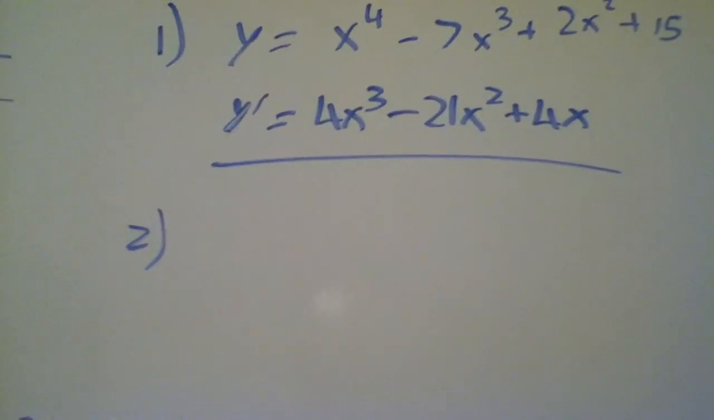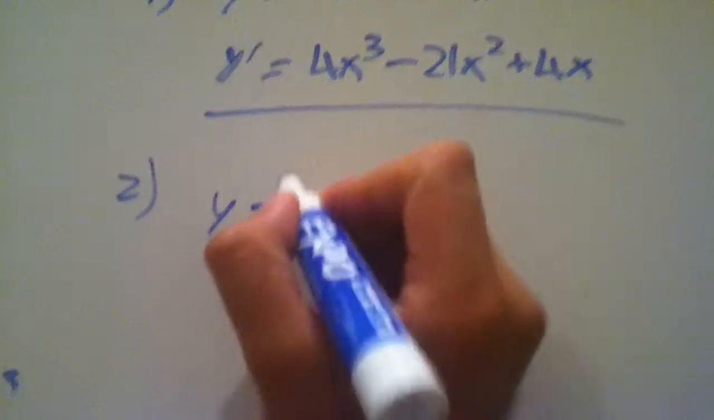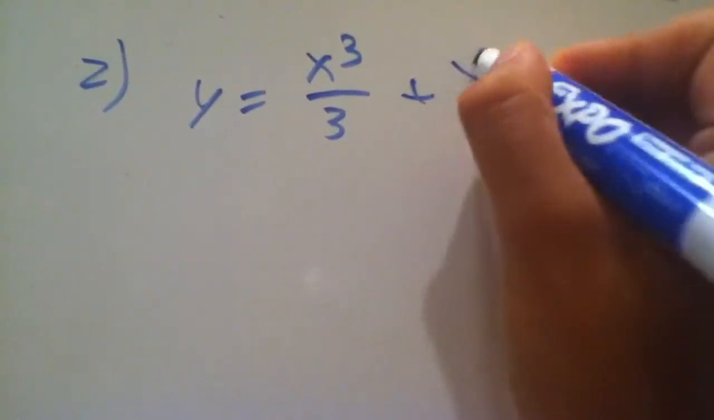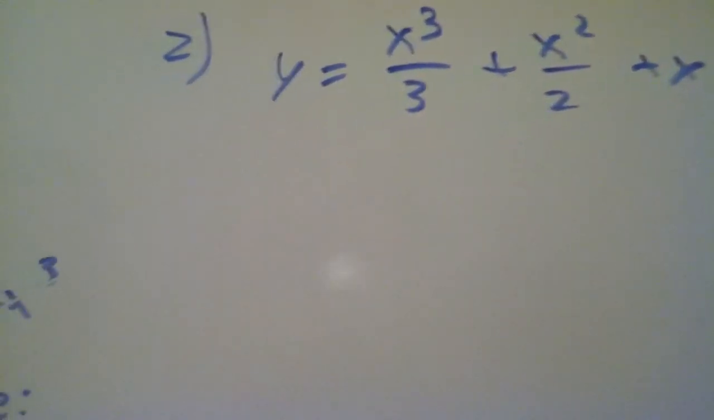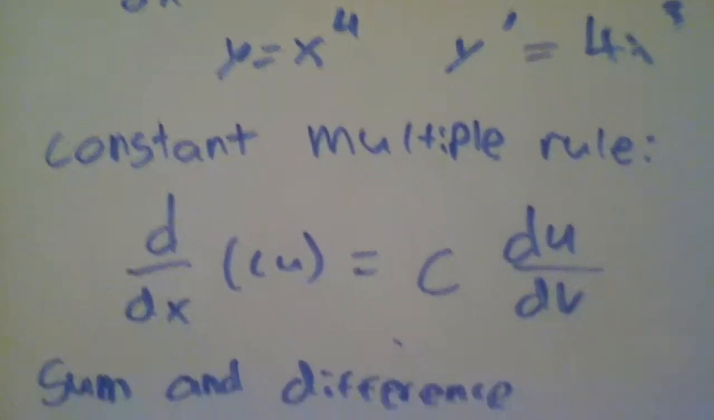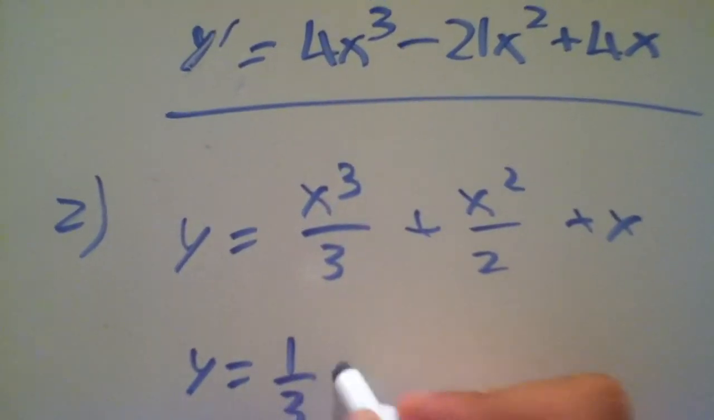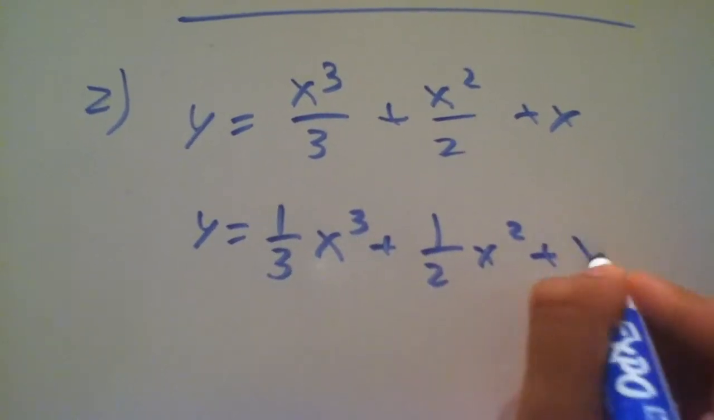The next example we'll be doing is y equal to x cubed over 3 plus x squared over 2 plus x. Now we can use the constant multiple rule here, and we can see that the constant multiple in this problem is, if we rewrite it, 1/3 x cubed plus 1/2 x squared plus x.